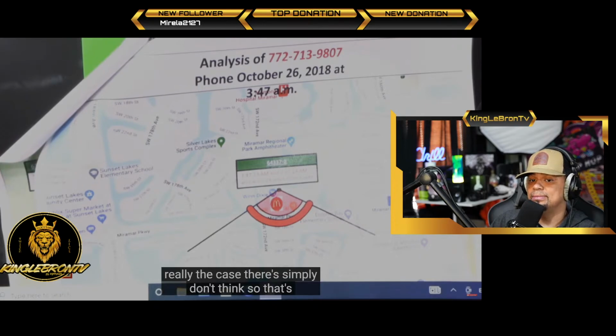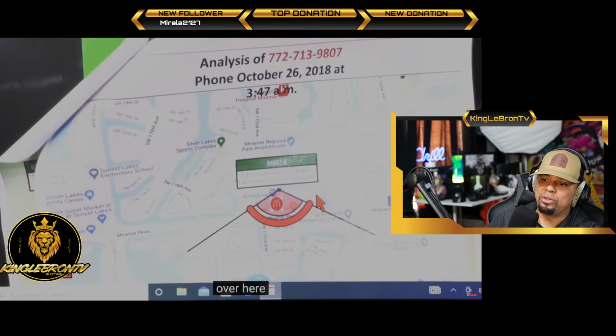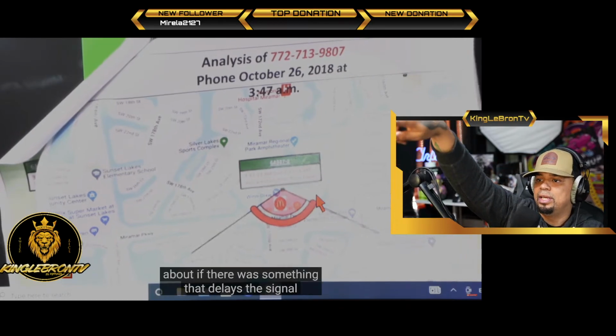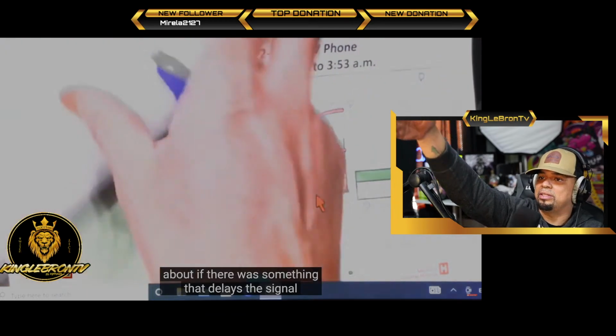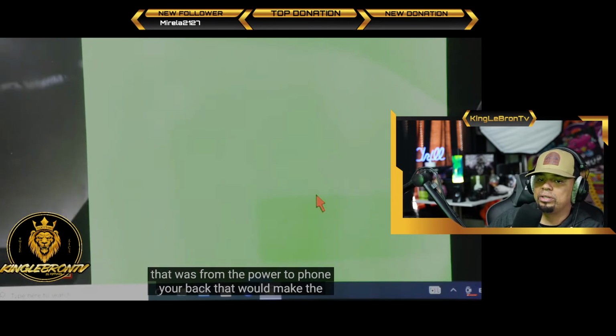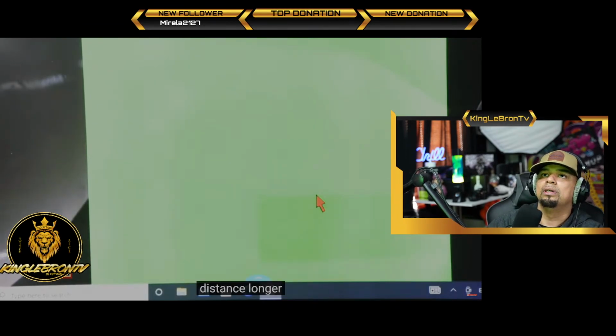So that's the first point. Second, as we talked about, there could be instances where something delayed the cell phone signal traveling from the tower to the phone or back to the tower. You'll see that it pinged multiple towers throughout the time it was traveling, and the distance is longer than where the phone actually is, at 3:47 a.m.